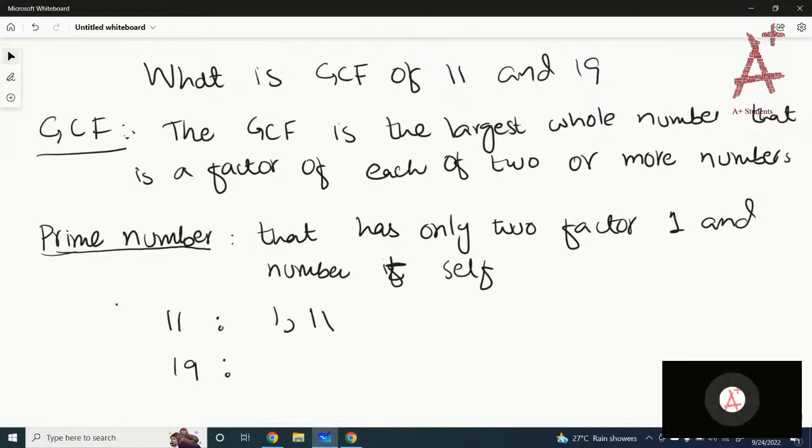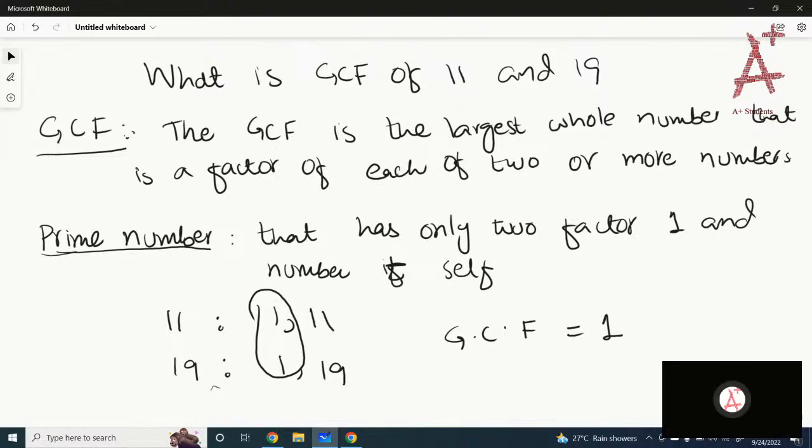And what about 19? Is 19 a prime number? Yes, 19 is a prime number. 19 has only two factors, 1 and 19. You don't have any other two numbers that when multiplied make 19. Got it? So 19 is a prime number. So there is no common factor here other than 1. So the greatest common factor for 11 and 19 is 1. They have only one common factor, that is 1. Got it?